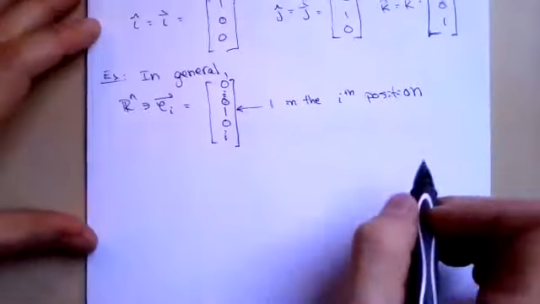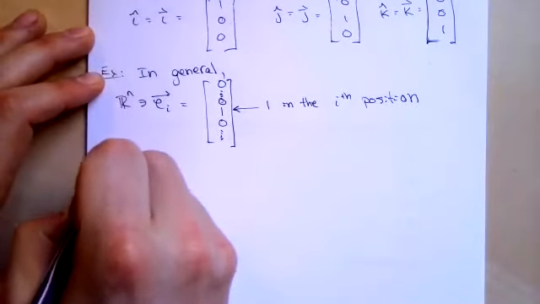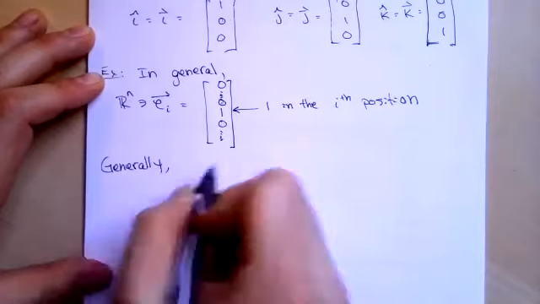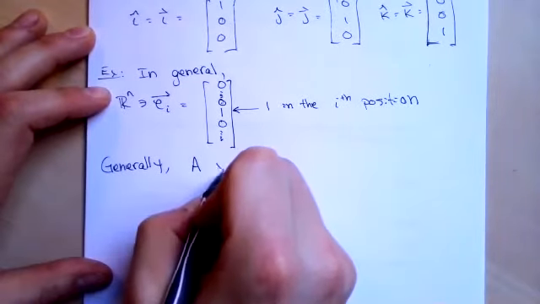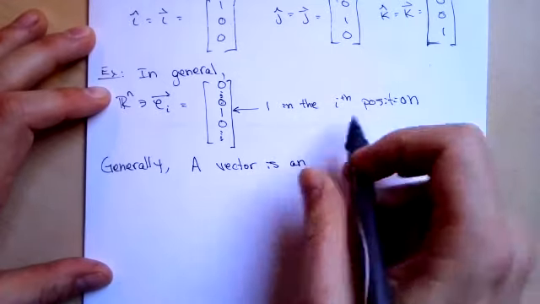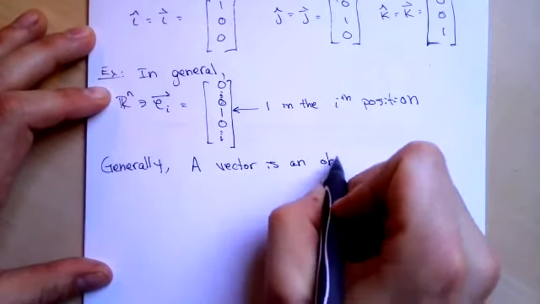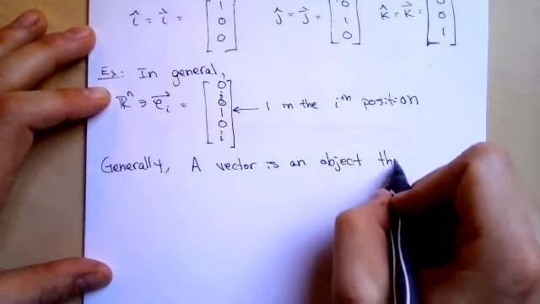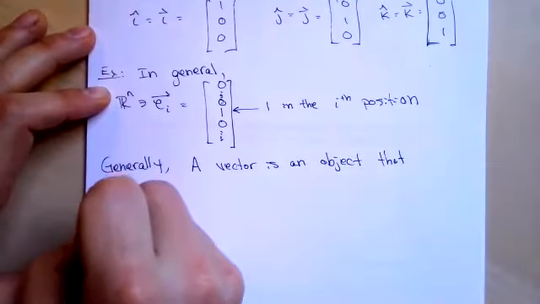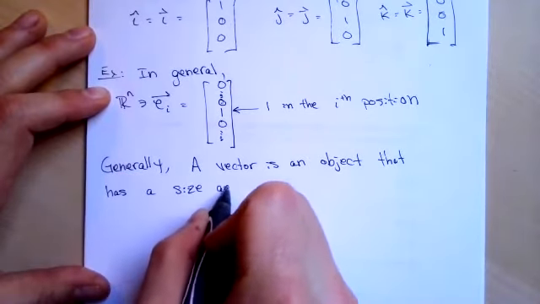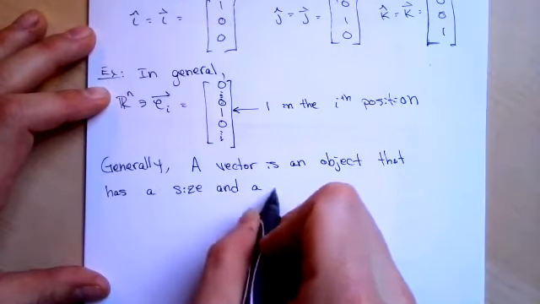So generally, a vector is an object that has a size and a direction.